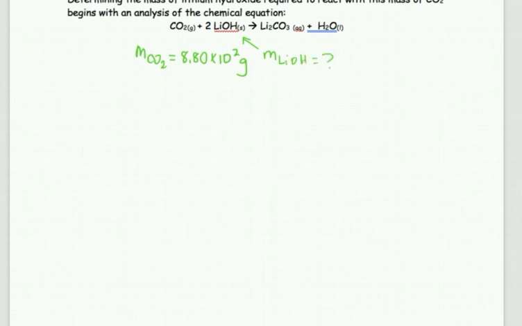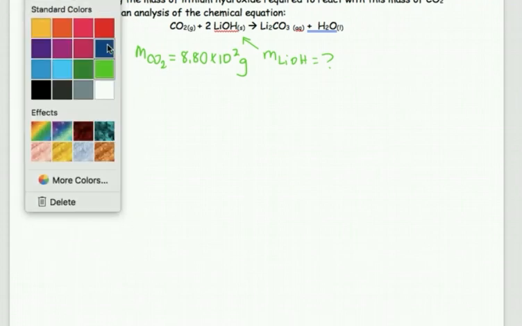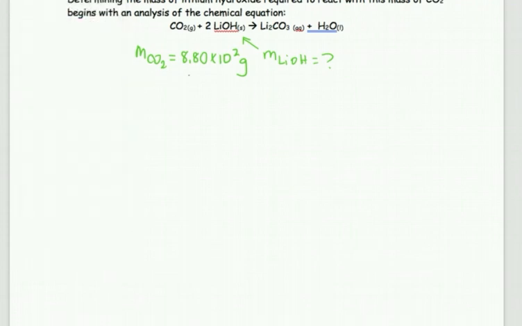Okay, so let's go through our steps here. Step one: we're going to need the molar mass of carbon dioxide, mole ratio, and then back to mass of lithium hydroxide. Again, if we have the mass of something, we can't compare it to something completely different. So that's why we have to go to moles. And then once we find the moles, we can use our balanced chemical equation to find the moles of the other one. And then we can go to mass. Okay?